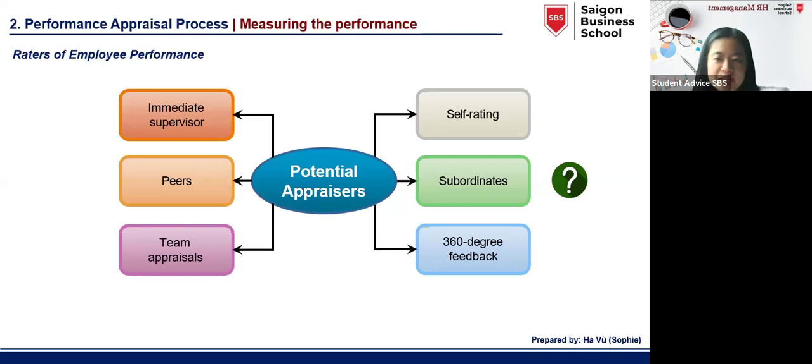So subordinate evaluation or upward appraisal, where subordinates evaluate their managers, are less common but growing in use, especially in enterprises focused on continuous improvement and total quality management.